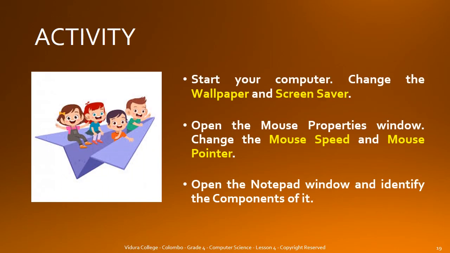Now it's time to practice. Follow the steps that you have learned earlier to do the activities. Start your computer. Change the wallpaper and screensaver. Then open the mouse properties window. Change the mouse speed and mouse pointer. Next, open the notepad and identify the components of its window.